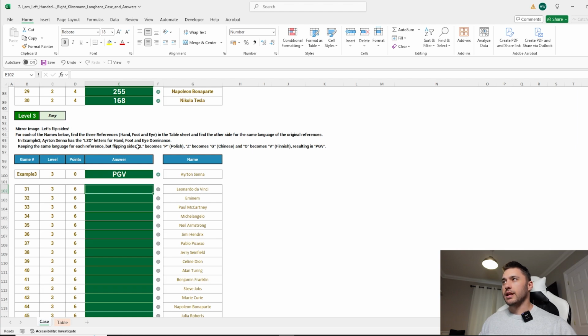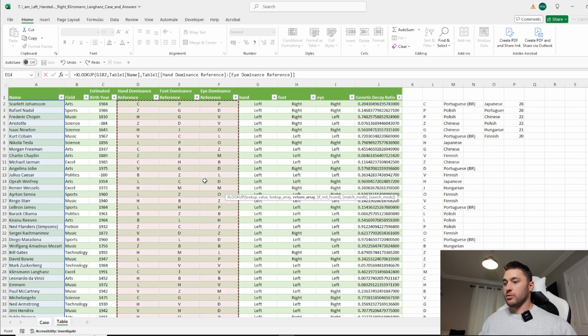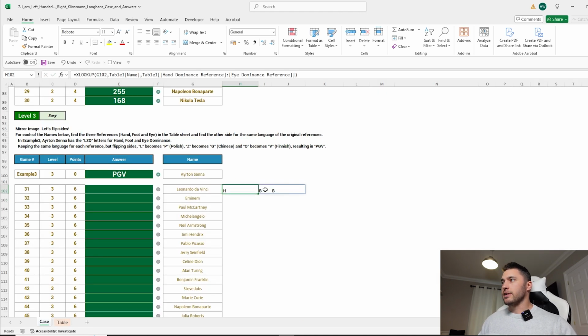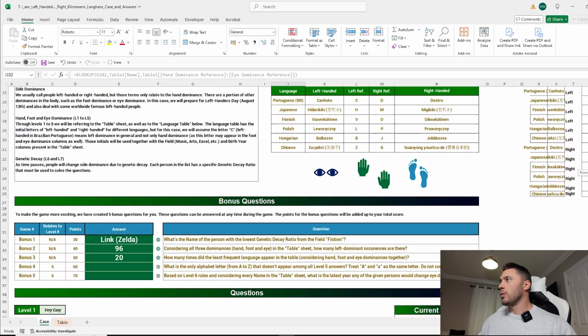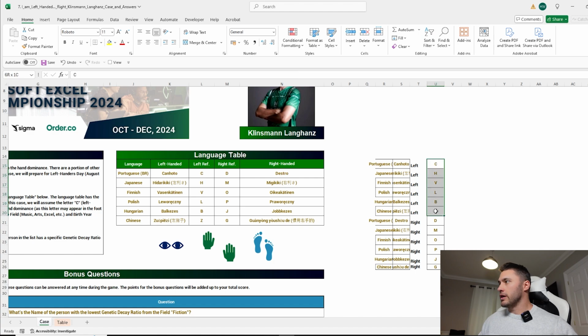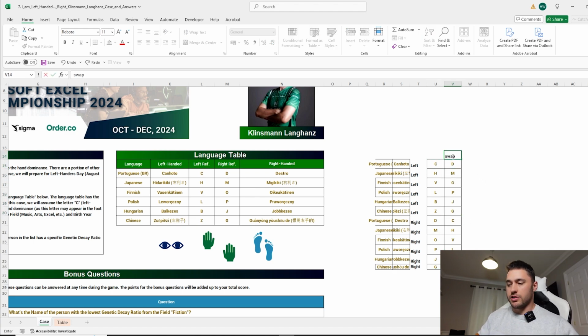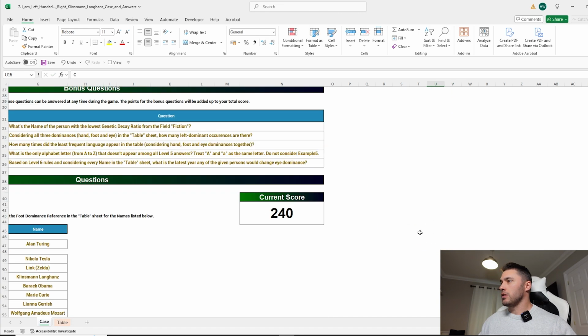Next up, we want to flip the letters, so we want to find foot, hand, and eye dominance. So let's just do this out here. So I want to XLOOKUP this guy again in our table, and I want to return foot, eye, and hand dominance. So we get 3 letters. We then want to flip those letters to the opposite. So if it's left, we want to flip it to right and vice versa. So I'm actually going to need to amend my table here and put all the lefts into the right column and all the rights into the left column. And then I have the swap, should we call it. Let's call this original.